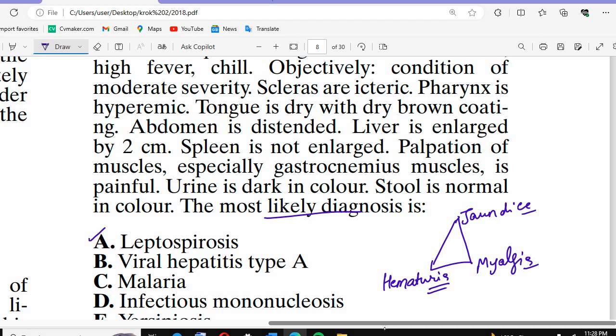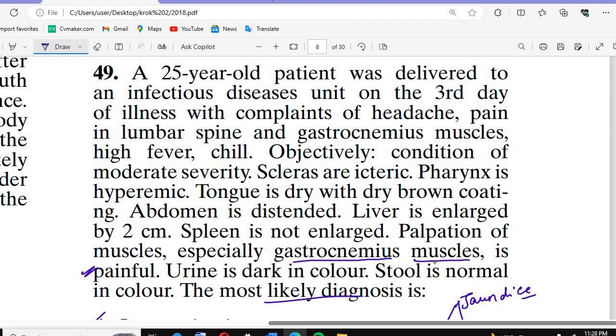Okay, so let's see. The liver is enlarged, and palpation of muscles, especially the gastrocnemius muscles, is painful. So this patient is having myalgia. Along with that, we discussed that these patients will be having jaundice, so the icteric sclera will be there. Along with that, the lumbar spine and gastrocnemius muscles are involved. We need to check. We will read the full question.